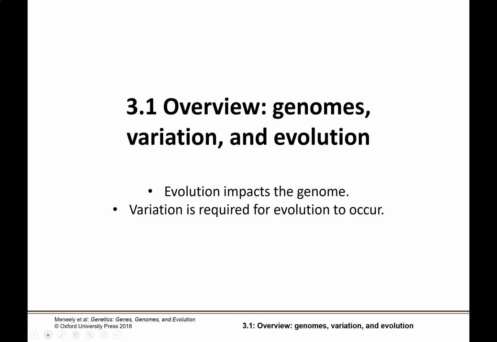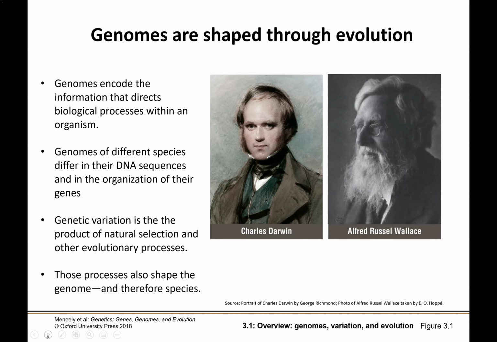Second, variation is required for evolution. So evolution affects the structure of the genome, it affects the variation of the genome, but evolution is only effective if there is actually variation in heritable traits. That means that individuals have to have some differences in their genomes in order for evolution to occur.